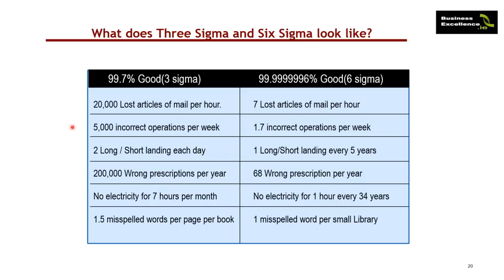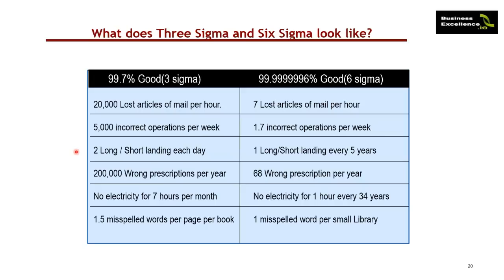If we were operating at 3 sigma, it would mean we would have 5,000 incorrect operations per week, plus 200,000 wrong prescriptions per year. Obviously, within the medical environment, this would be totally unacceptable. Within a plus or minus 6 sigma environment, we'd be operating at 1.7 incorrect operations per week, plus 68 wrong prescriptions per year. A few other examples.